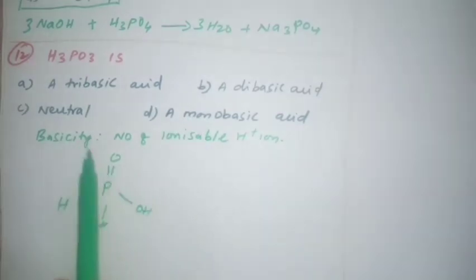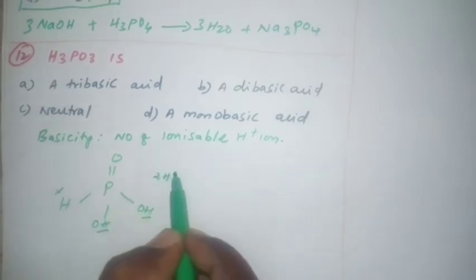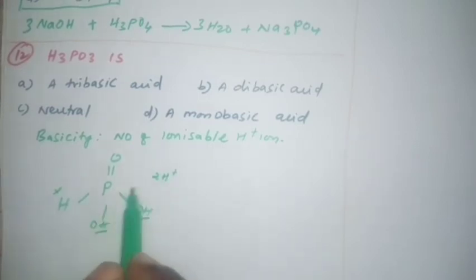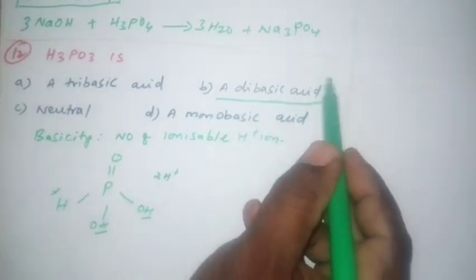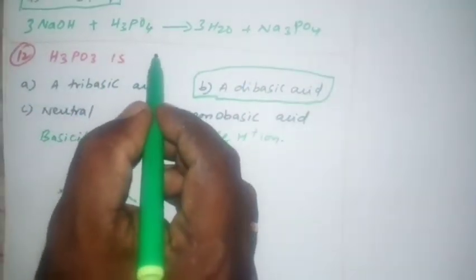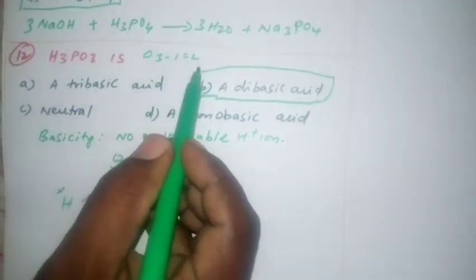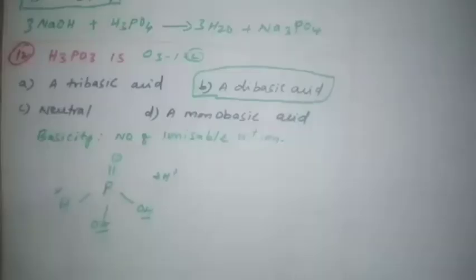So now check that structure. How many hydrogen ions can be ionizable? This one and this one. This cannot be, because it is directly attached to the phosphorus atom. Only hydrogen attached to an oxygen atom can be ionizable. So there are 2 H plus ions you can get from this compound, so of course it is a dibasic acid, option B. According to the short trick, 3 oxygen atoms minus 1 equals 2, so it is a dibasic acid. Clear?